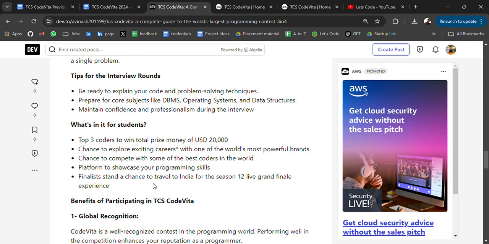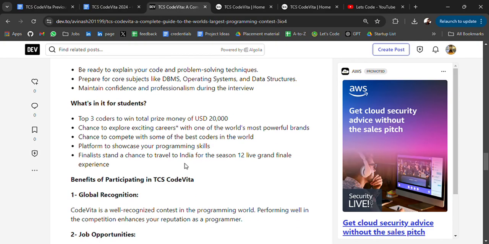Why is it important for a student? It's a very good opportunity. The top three coders can win prizes of up to $20,000. That's a lot, and a chance to explore exciting careers with some of the most powerful brands, and to compete with some of the best coders in the world. You will be learning something new, and you will gain the passion that yes, you can do it. If you get the chance, you will be traveling to India for the 12th season live grand finale. It's a platform to showcase your programming skills.